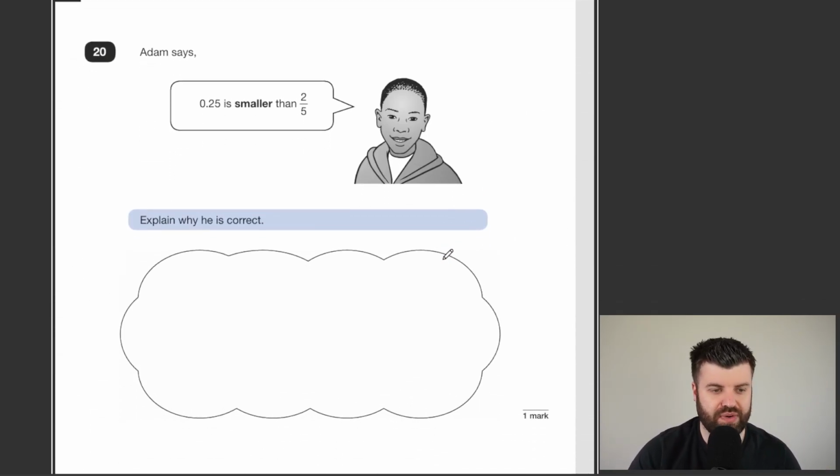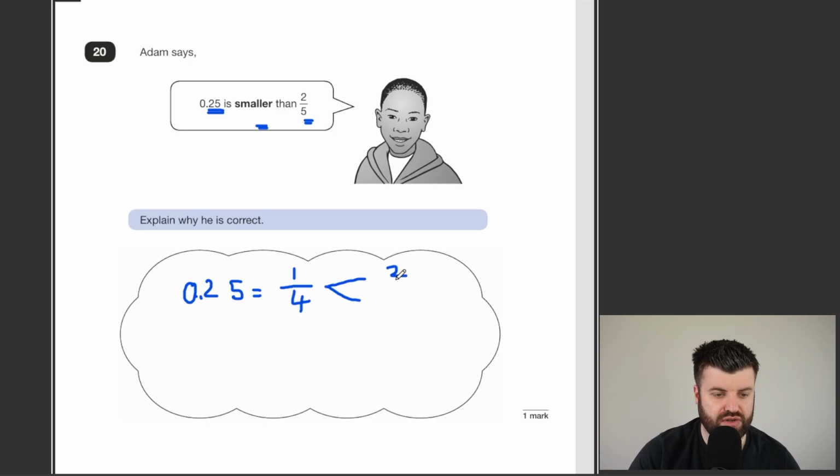Adam says 0.25 is smaller than 2/5. Explain why he is correct. Well, let's take a look at this, because again, the trap here is you see a 2 and a 5 and you say it's equal. No, Adam is correct here because 0.25 is equivalent to 1/4, we could say. And 1/4 is smaller than 2/5.